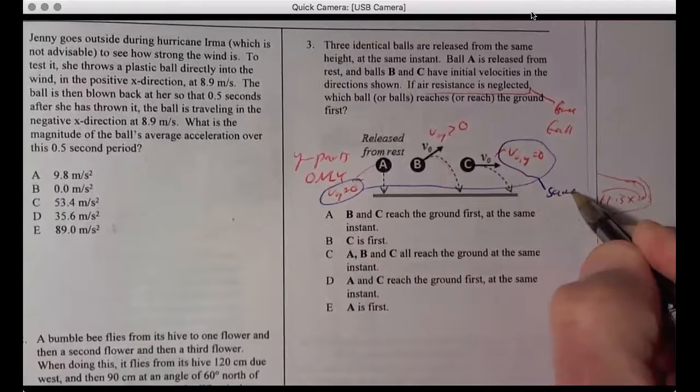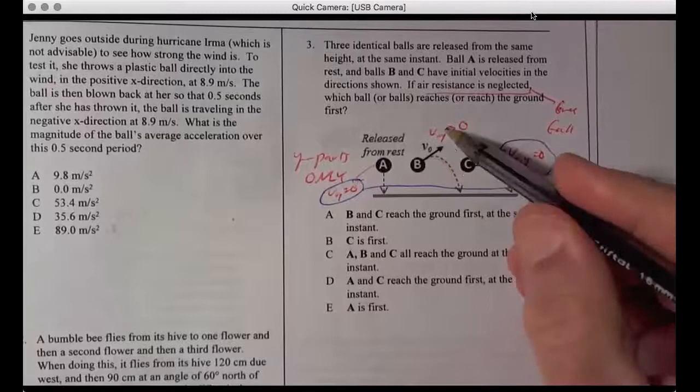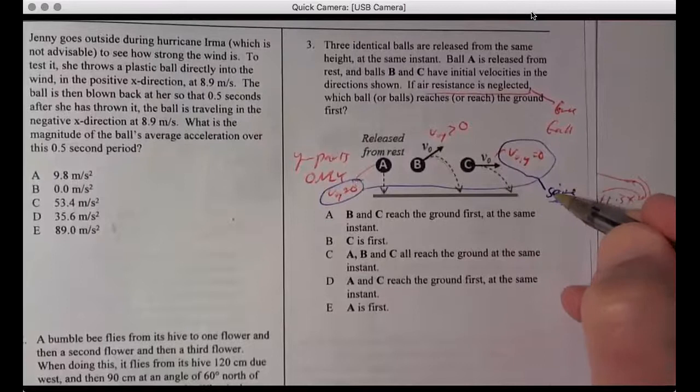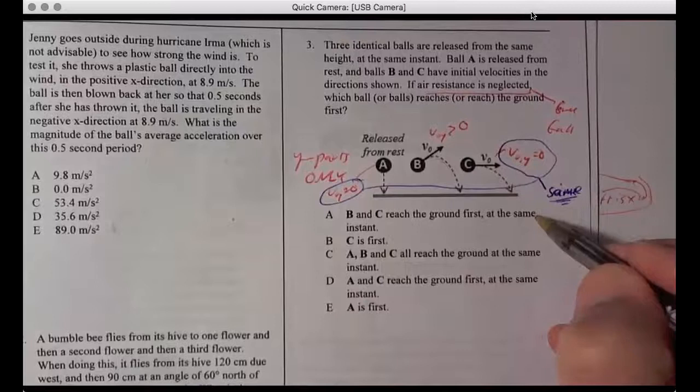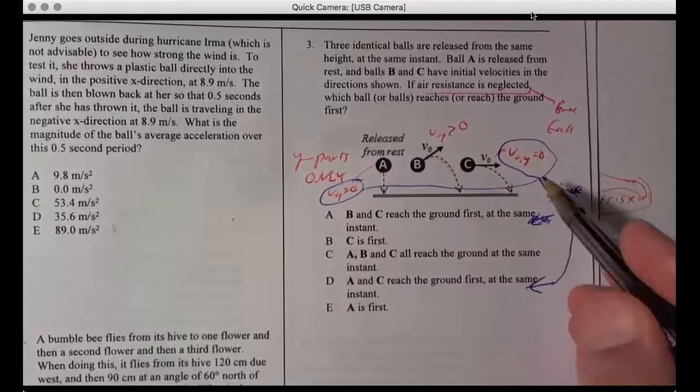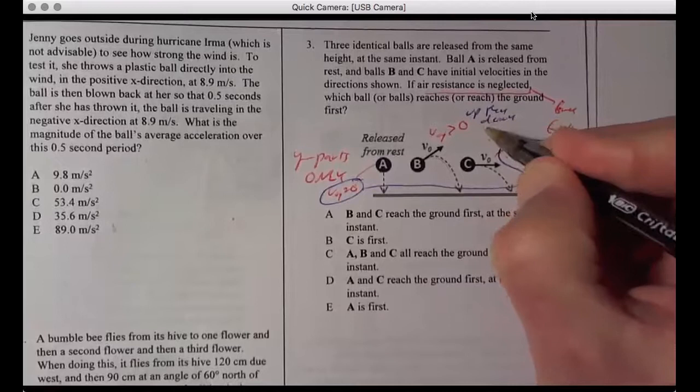Now, which happens first? Well, if you throw something up, it's going to take longer to come down than if you just drop it, because it has to go up, come back, reach the same place, all the way down to zero again. So B and C reach the ground first, same instant. No, not B and C. A and C, same instant. Because this one goes up, then down, and that just takes longer.